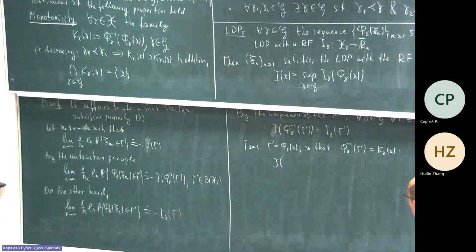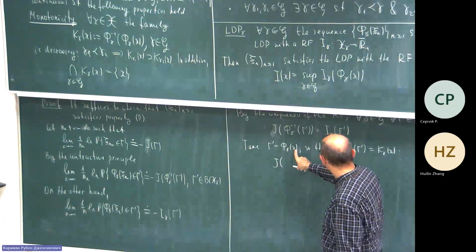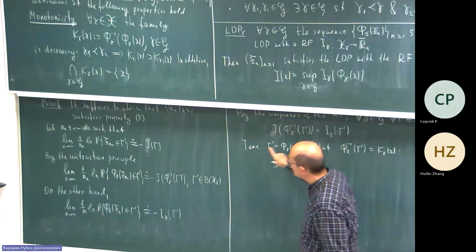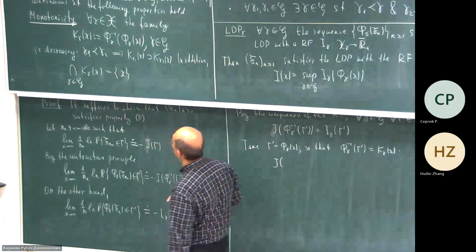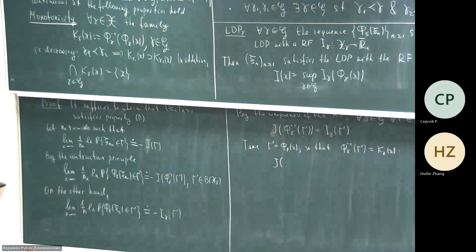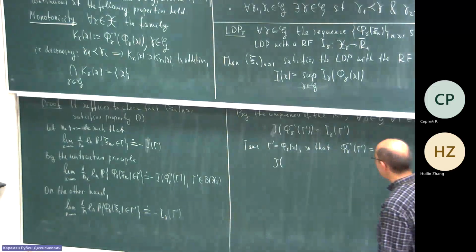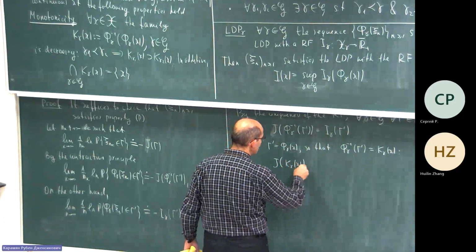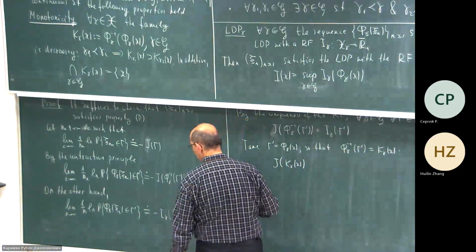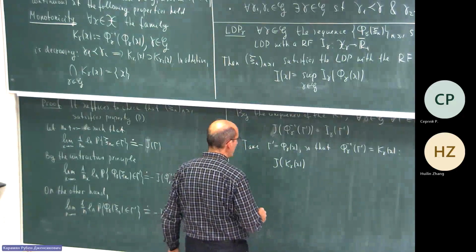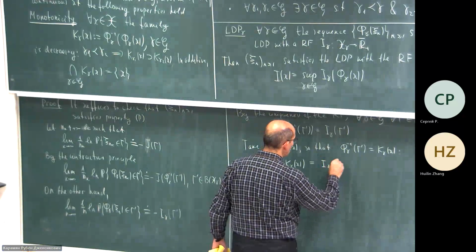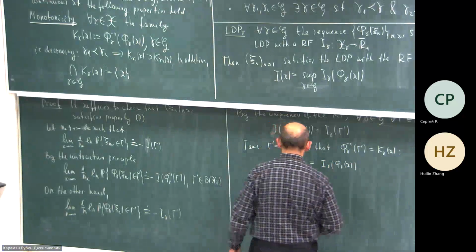Right, so if I take gamma prime equal to phi_gamma x, then phi_gamma^{-1} of gamma prime will be phi_gamma^{-1} of phi_gamma x, and this is exactly my set K_gamma. Right, so you have J on K_gamma x. J is this function, right? J on K_gamma x is equal to I_gamma of phi_gamma x.